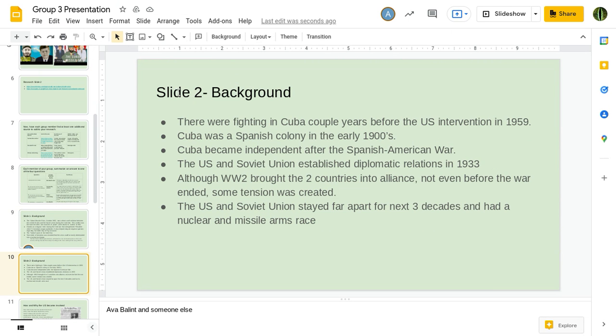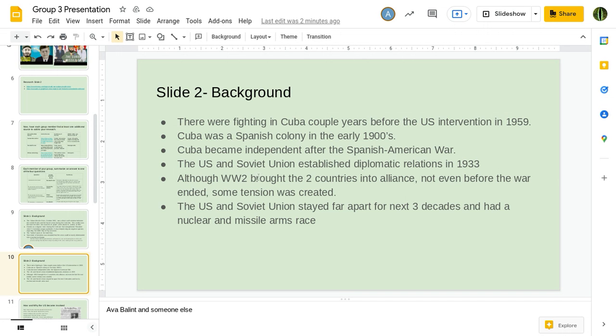Okay, so slide two, background. There was fighting in Cuba a couple of years before the U.S. intervened in 1959. Cuba was a Spanish colony in the 1900s. Cuba became independent after the Spanish-American War. The U.S. and Soviet Union established diplomatic relations in 1933.